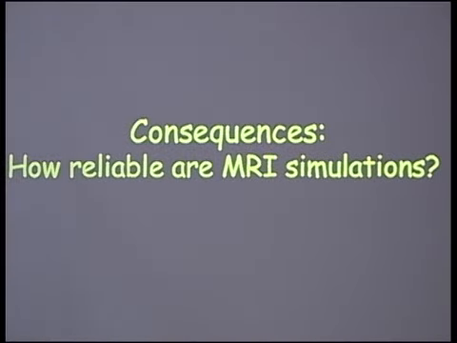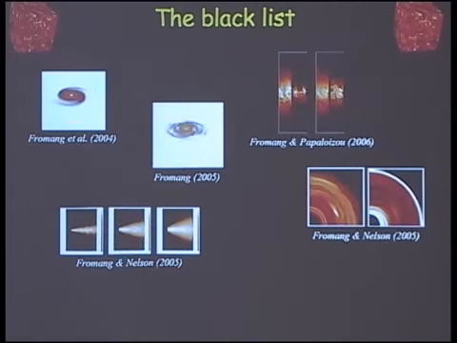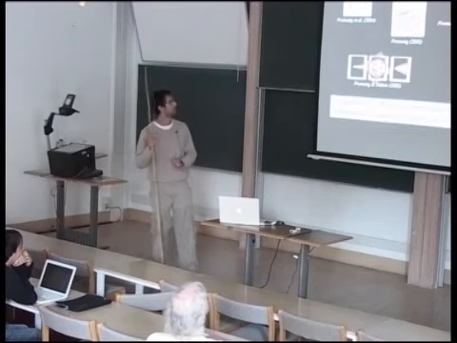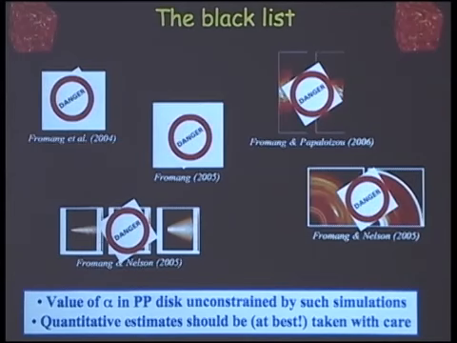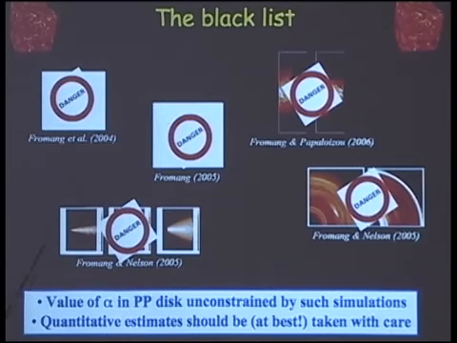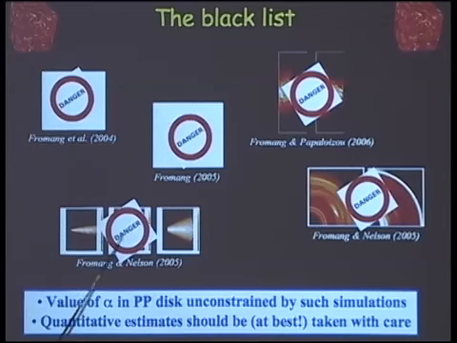So now that I told you that everything you do without dissipation should be taken with caution, you can go back in the literature, and here is my blacklist of everything that you should discard from many. More seriously, you need to be careful. The value of alpha that you get out of this simulation is not the value of alpha in protoplanetary disks. You don't constrain the value of alpha in protoplanetary disks out of this simulation. And the quantitative estimates that you get out of this simulation should be taken with care.